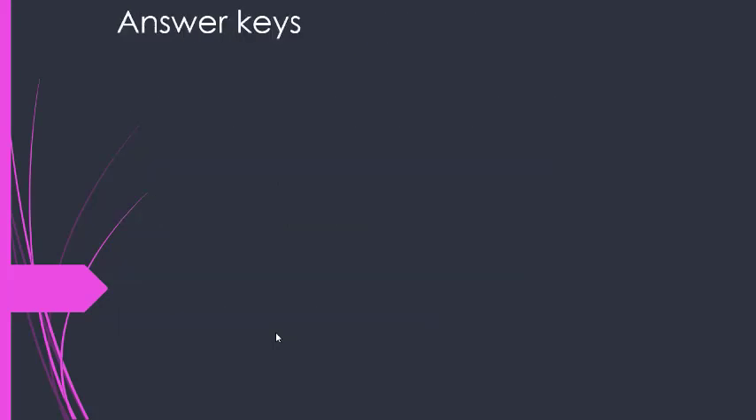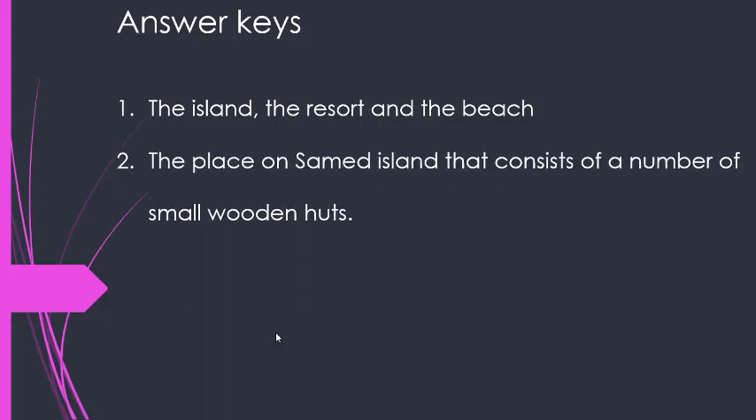So the answer of number 1, what are the 3 favorite things? Mary's favorite things are the island. She loved the island, she loved the resort, and she loved the beach. And question 2, what is Summit Resort? Summit Resort is the place on Summit Island that consists of a number of small wooden huts.